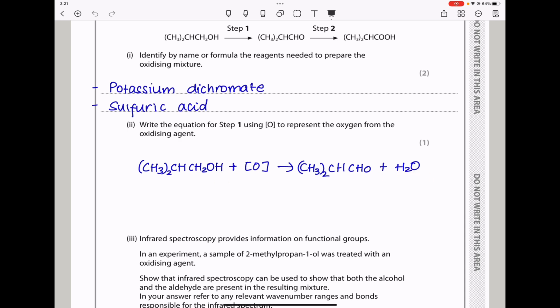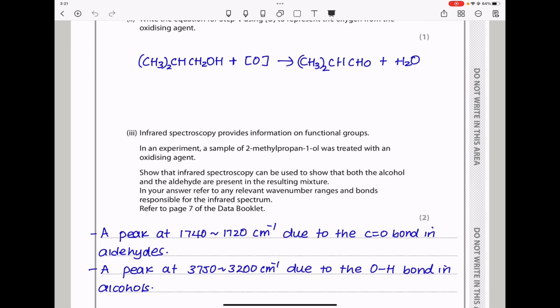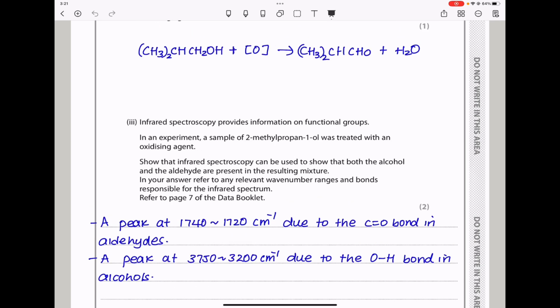and the equation is balanced. Next they say, infrared spectroscopy provides information on functional groups. In an experiment, a sample of 2-methylpropan-1-ol was treated with an oxidizing agent. Show that infrared spectroscopy can be used to show that both the alcohol and the aldehyde are present in the resulting mixture. In your answer, refer to any relevant wavenumber ranges and bonds responsible for the infrared spectrum.